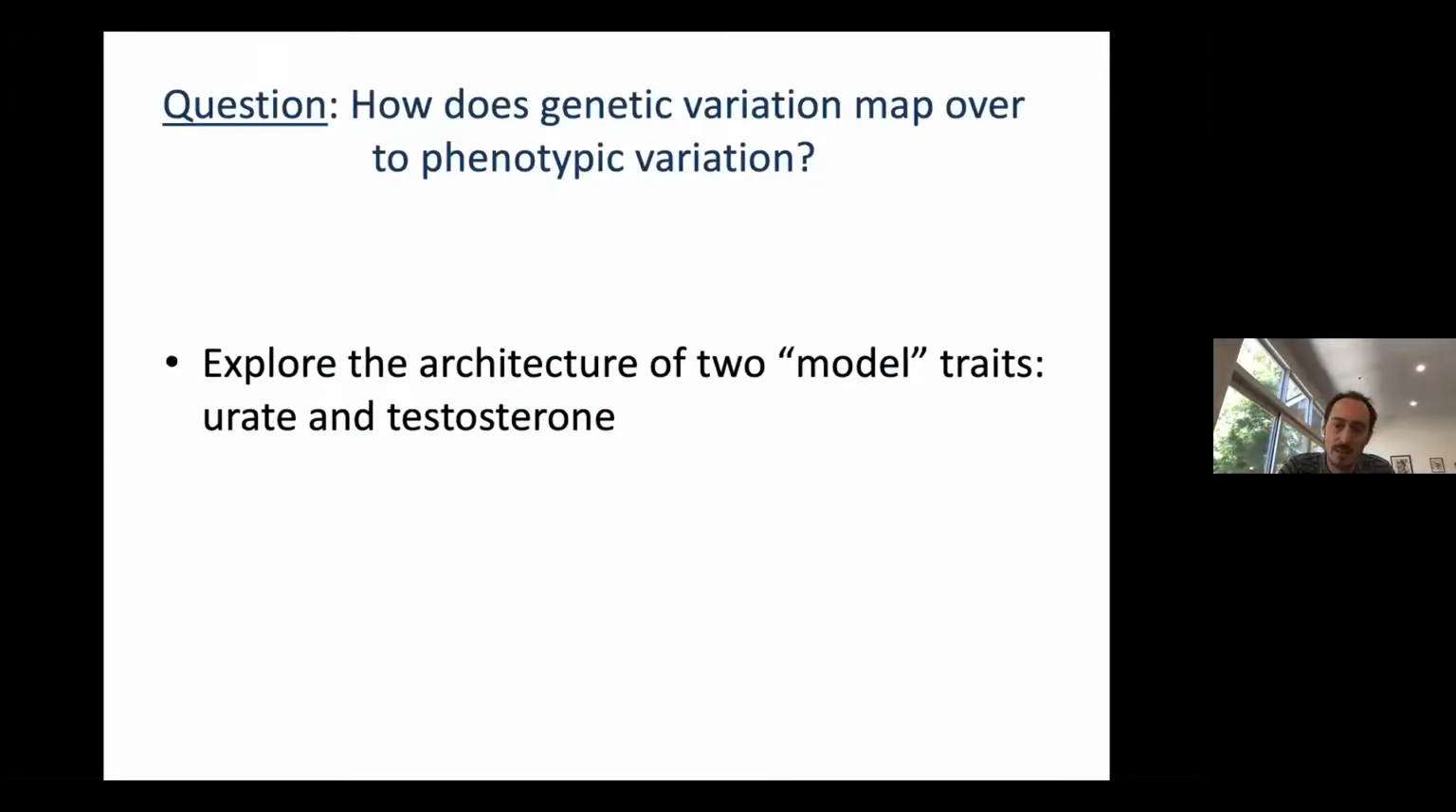How does this work? We've thought about this in the context of a number of different traits, but what I'm going to tell you about today is some work that we've done on two traits that we think are somewhat simpler, that we regard as kind of model systems. And these are urate and testosterone. So I'm going to spend the next few minutes telling you about GWAS that we've done on UK Biobank data for both of these traits, and how these illuminate the biology of these two traits, as well as the overall genetic architecture. And I think that these can be instructive for thinking about other complex traits as well.